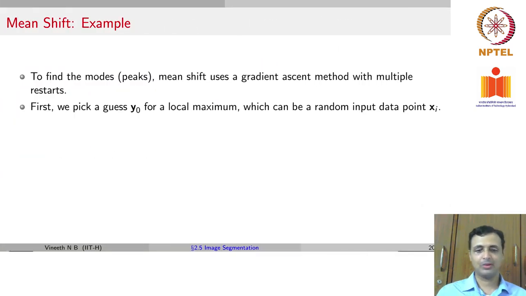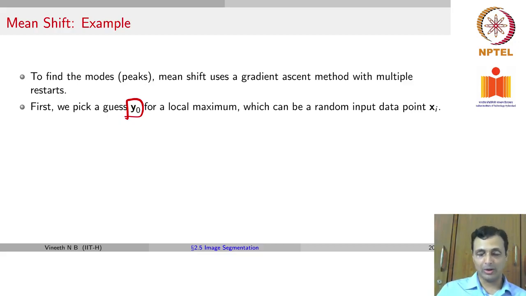What do we do with this? To find the modes, mean shift segmentation uses a gradient ascent method with multiple restarts. Why ascent? Because we want to find the maximum, or the modes, of that probability distribution. So we start with some guess y naught for a local maximum, which could just be any point. Remember, we are going to perform gradient ascent, which is an iterative procedure. You start with some point, and at every iteration, you add some constant times the gradient to the previous estimate, and you update your estimate again and again.